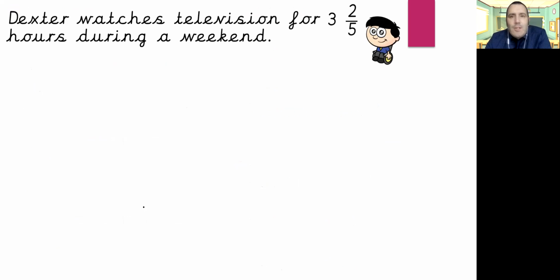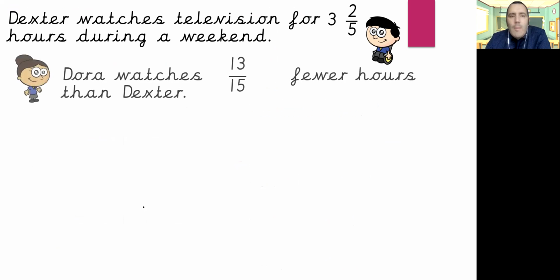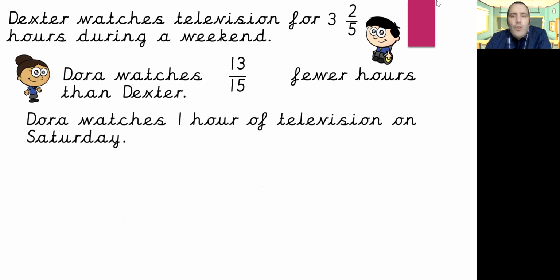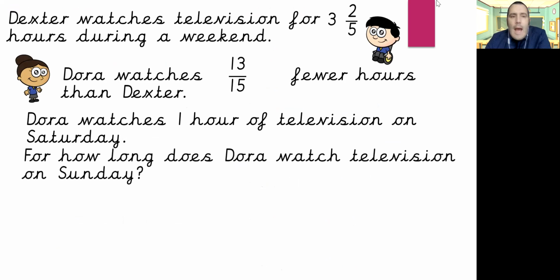Dexter watches television for 3 2/5 of an hour during a weekend. Dora watches 13/15 of an hour fewer than Dexter. Dora watches 1 hour of television on Saturday. How long does Dora watch television on Sunday? This is a really wordy question, so we need to be careful as we work through it.